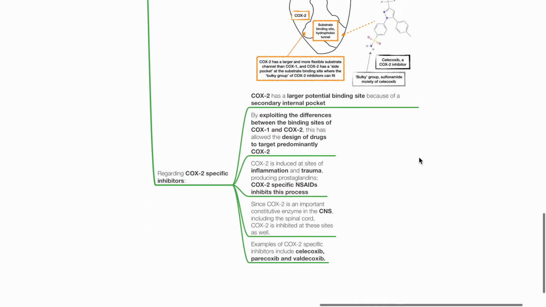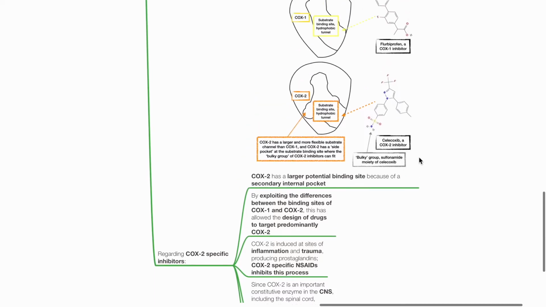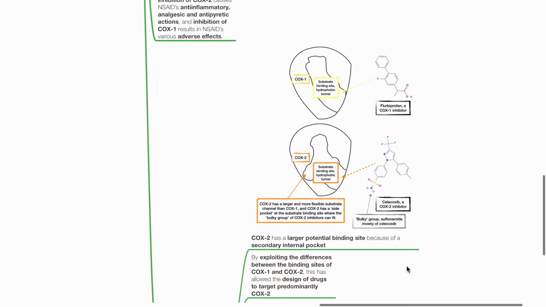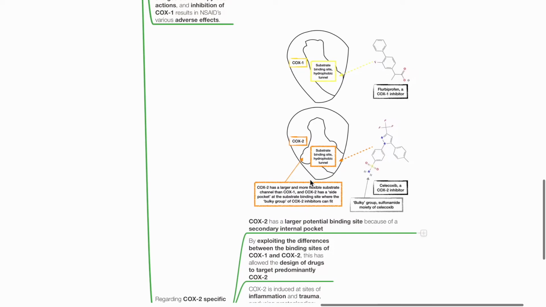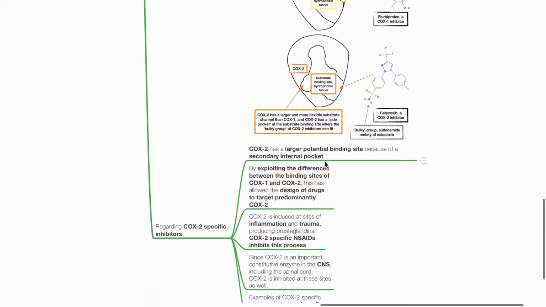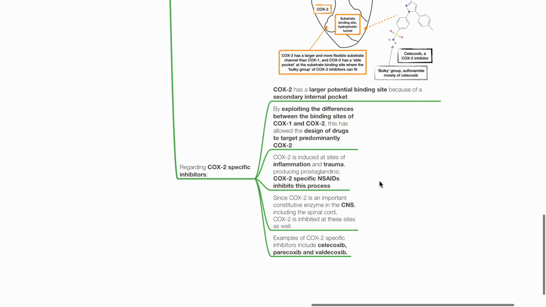Regarding COX-2 specific inhibitors, COX-2 has a larger potential binding site because of a secondary internal pocket. By exploiting the differences between the binding sites of COX-1 and COX-2, this has allowed the design of drugs to target predominantly COX-2. COX-2 is induced at sites of inflammation and trauma, producing prostaglandins, and COX-2 specific NSAIDs inhibit this process.